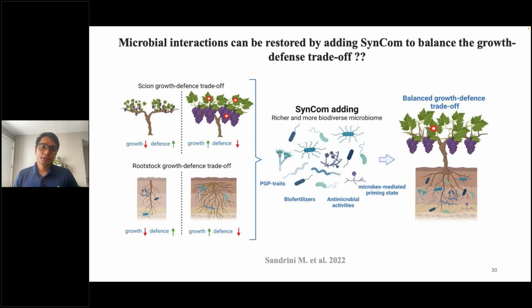As we saw various interactions across the biotic and abiotic stress, synthetic microbial communities can be developed from the hub taxa that are identified across these various stress conditions, and they can be used as microbiome-mediated priming to balance this trade-off. So it's an open question what can be done in the future from our study.